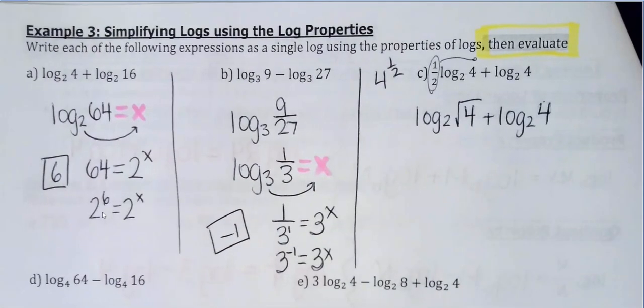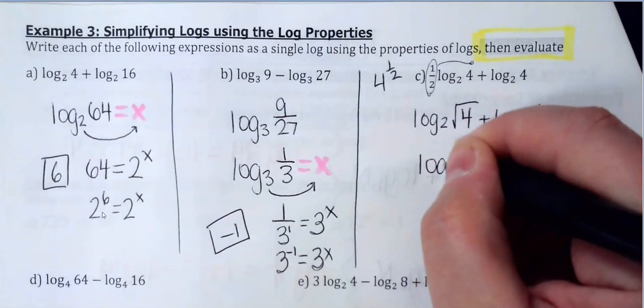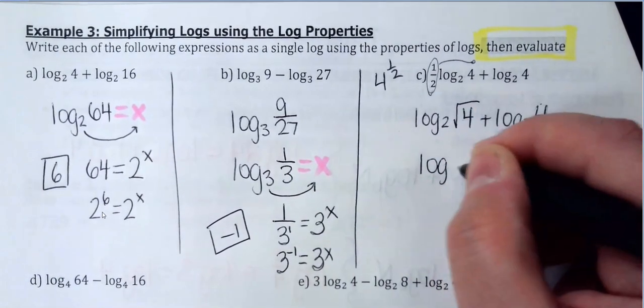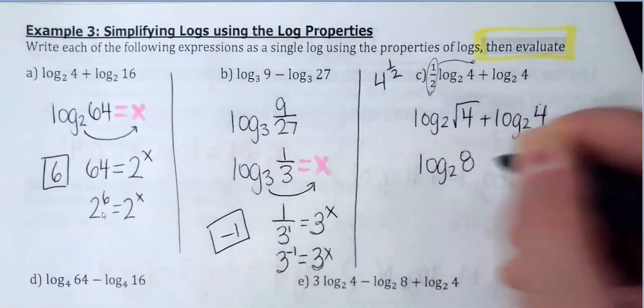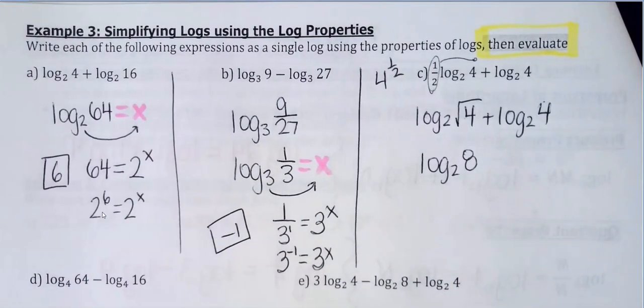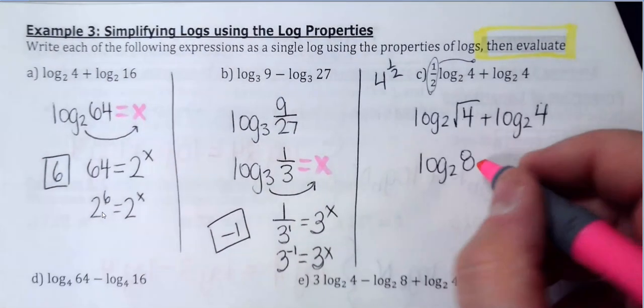All right, so I've got two properties going on here. So I've got addition, that's going to be the product rule, and then I've got that 1/2 out in front, which is going to give me a square root. When we squish these together, adding turns into multiplication. So it's log of 8. This would be 2 times 4. Okay, now, and maybe once you guys get the hang of this, you might not have to write out a bunch of work. That's my single log.